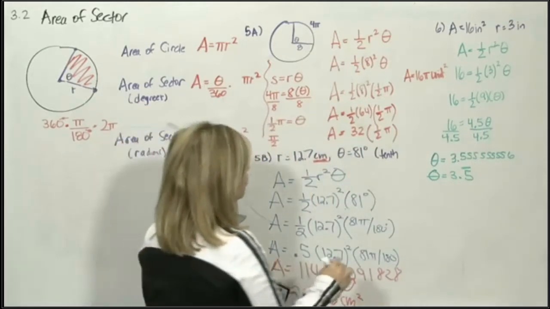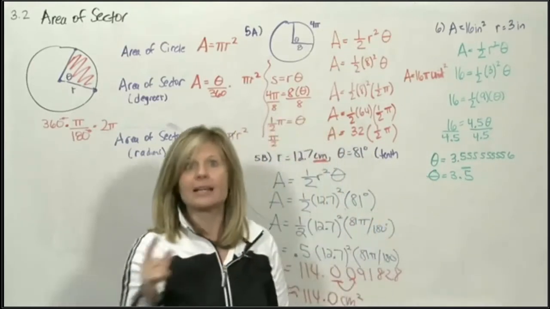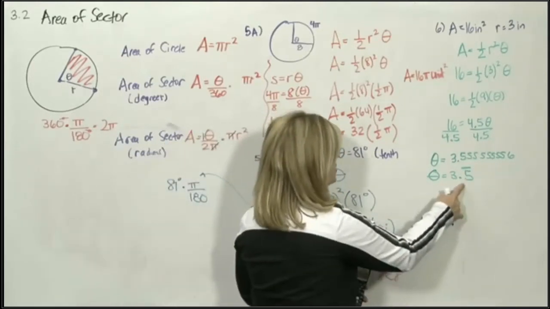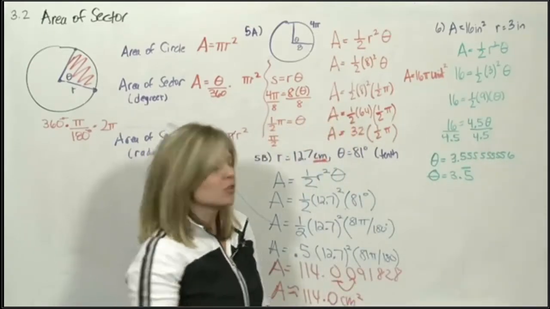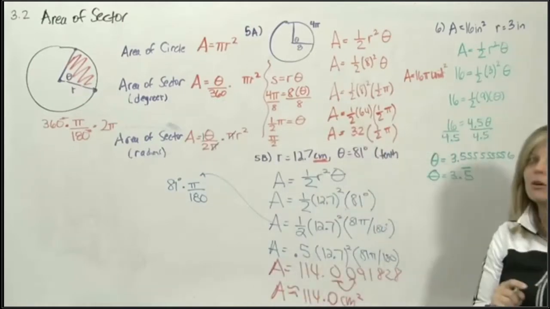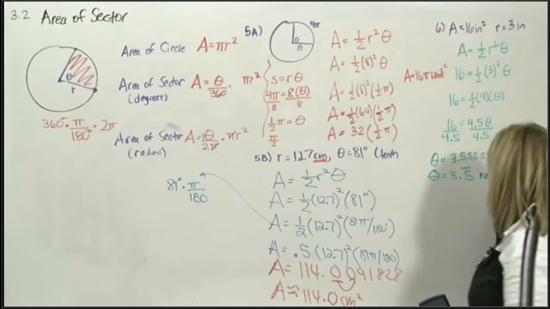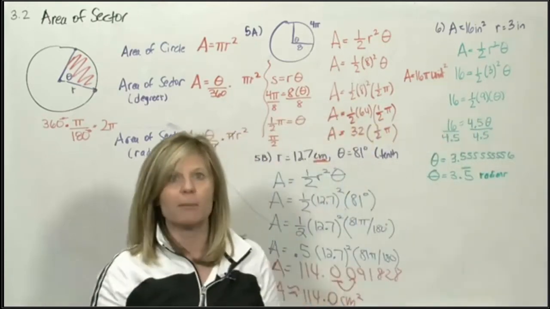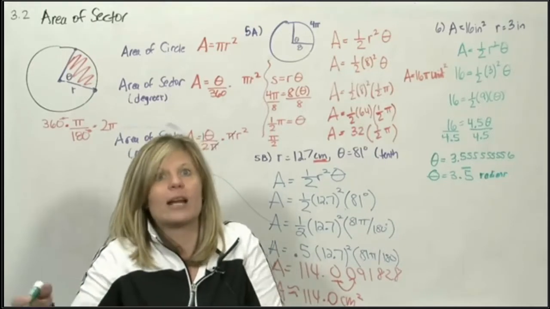Now, here's the problem. We've solved for what? Theta. Theta is a what, people? It's an angle measurement. Is this degrees? I don't see any degree symbol in all that work. Don't you dare put a degree symbol. So that means this angle's in what measurement? Radians. If it makes you happy, write the word radians behind it so you know it's in radian measure. That's fine by me. You don't need to. I understand if theta is a number, it's in radian measure.